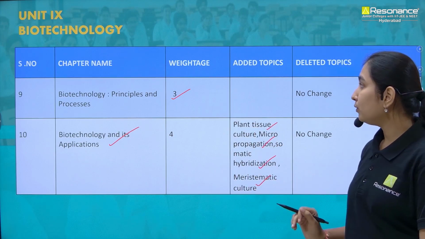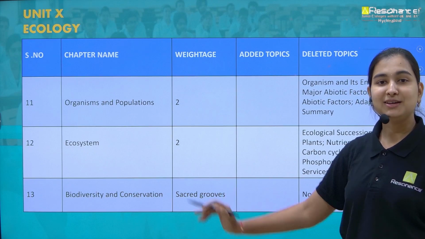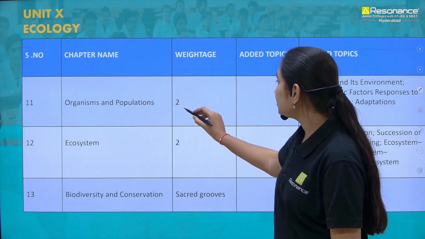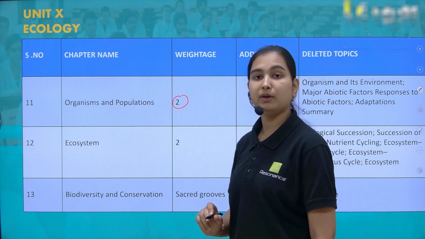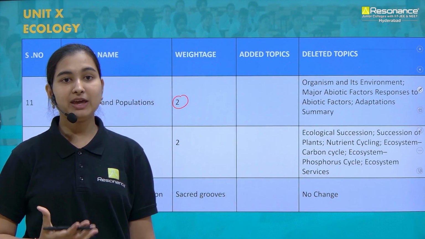Fine. So moving up to the next and the last unit. Here it's unit 10, ecology. Here we have organism and population. The weightage from this chapter is 2. Here we don't have any added part, but yes, we have a deleted part.